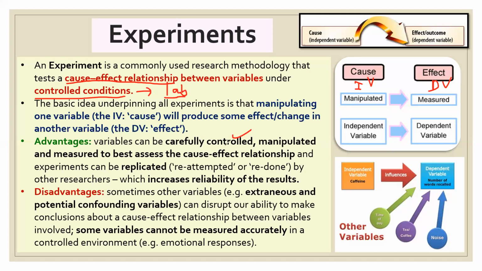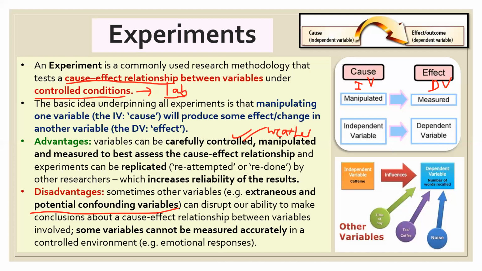One disadvantage though is that even though we can control variables like weather and that kind of stuff, we can't actually control everything. And we know that there is something called potential confounding variables, which are the unwanted variables that come up. Also, we can't always measure every single variable out there.